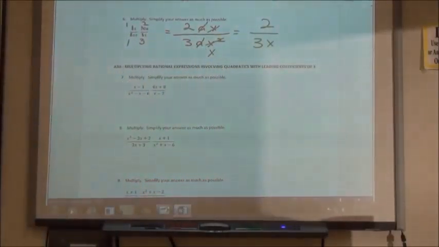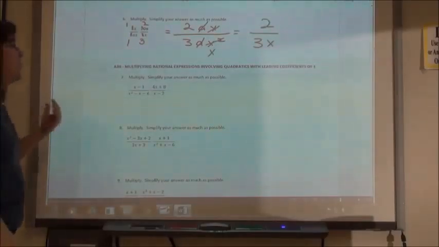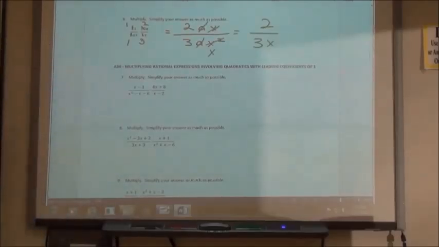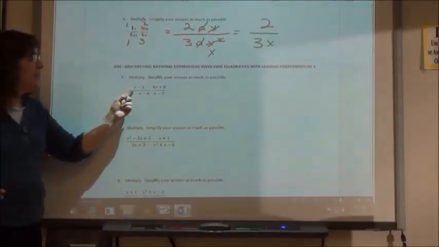7, 8, and 9, back to doing some factoring again. You can see that there's those squared things in there, and whenever you have those quadratic expressions, we know we're going to end up factoring. So what we want to do is try to factor the tops and the bottoms of our fractions as much as possible. Sometimes we can't do anything to them.